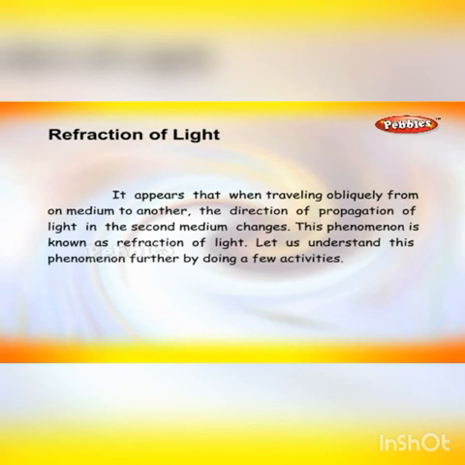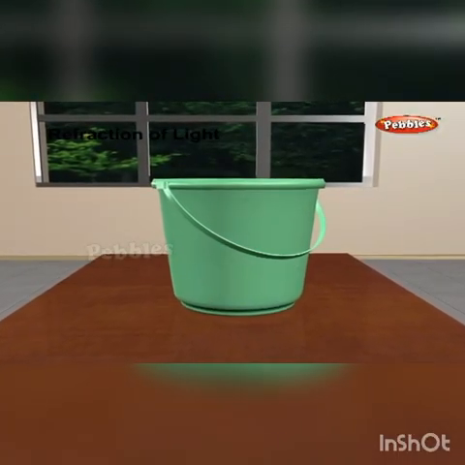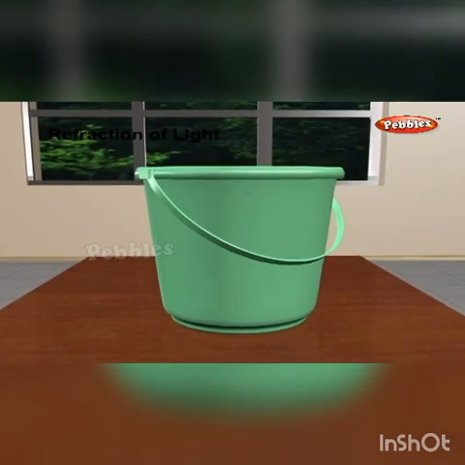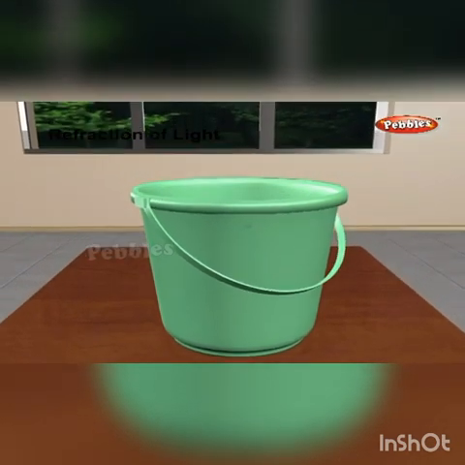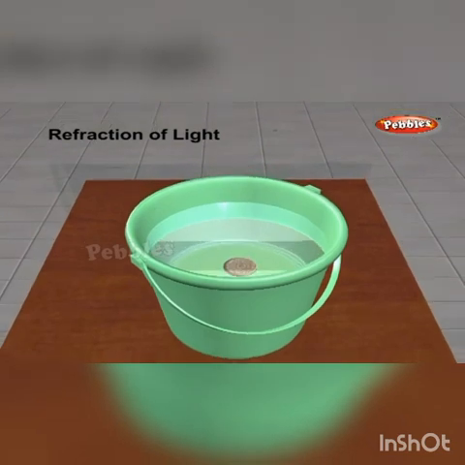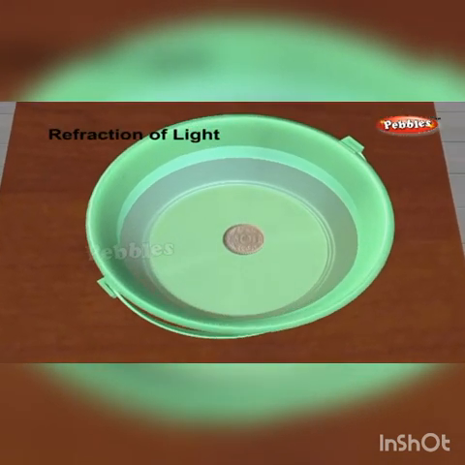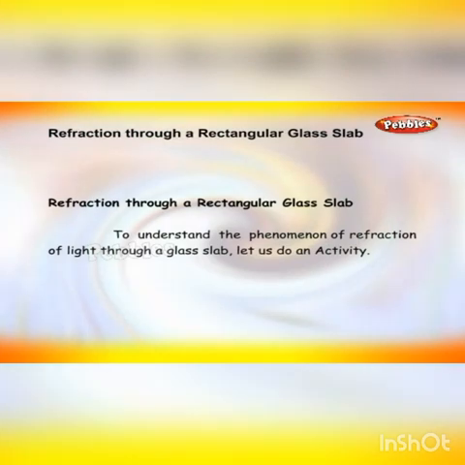Let us understand this phenomenon further by doing a few activities. Activity: place a coin at the bottom of a bucket filled with water. With your eye to a side above water, try to pick up the coin in one go. Did you succeed in picking up the coin? Repeat the activity. Why did you not succeed in doing it in one go? Ask your friends to do this. Compare your experience with theirs.